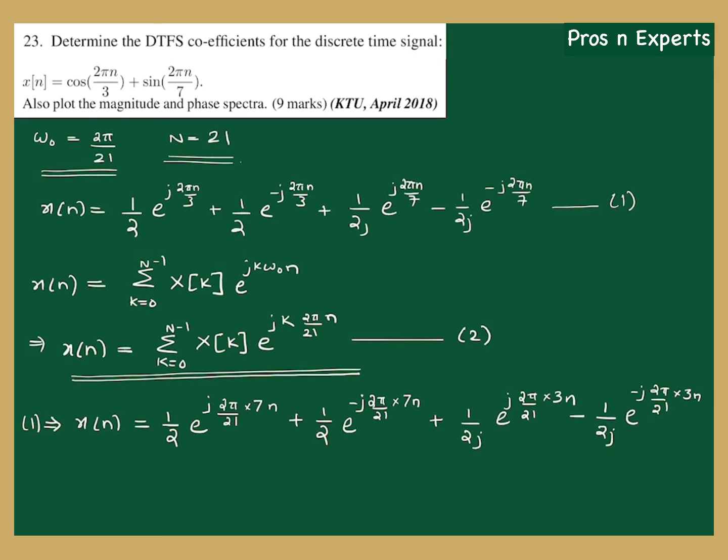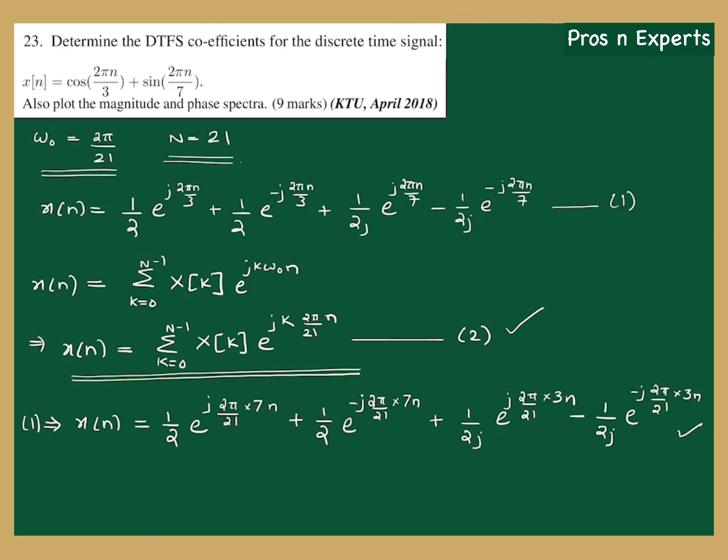Now let us compare this equation with equation number 2. We can deduce two things from this comparing. One is what is k in this term. You can compare only this term and this term, because e raised to j something into n is a complex exponential signal. Here also this is that signal, and whatever we obtain as the coefficient of the signal will be x of k. That's our strategy in this method of inspection, right?